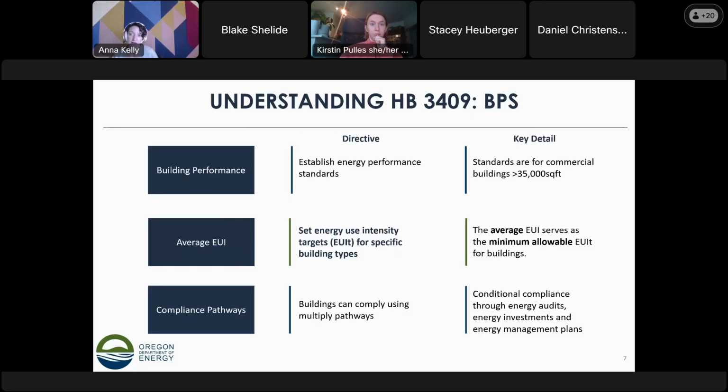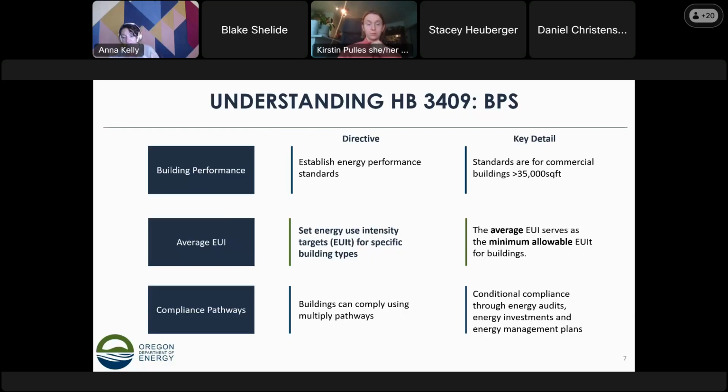So in House Bill 3409, the state was directed to set energy use intensity targets for a list of specific building types. What we have done here is create those targets, but there was a key detail that they had to be based off of the average energy use intensity for each building type. And the target cannot be lower than that. So it cannot be more stringent than the average for those buildings.